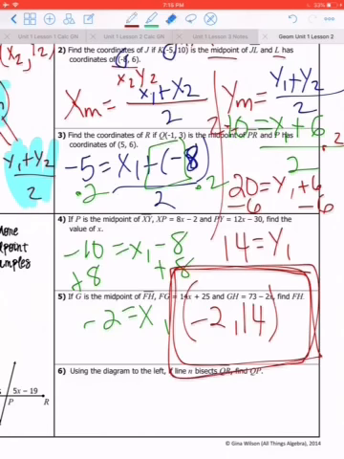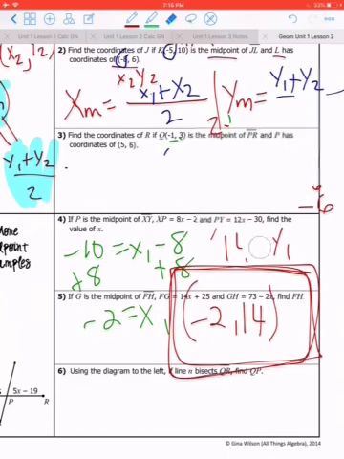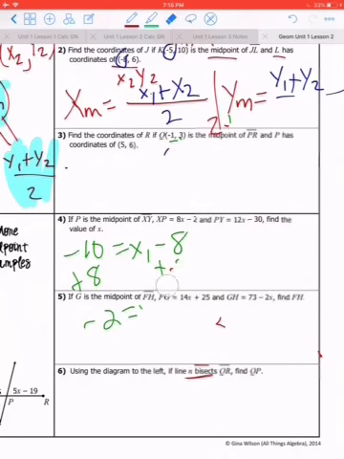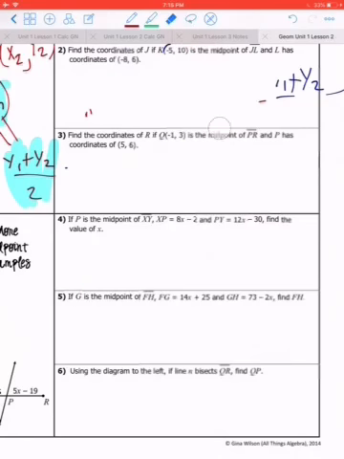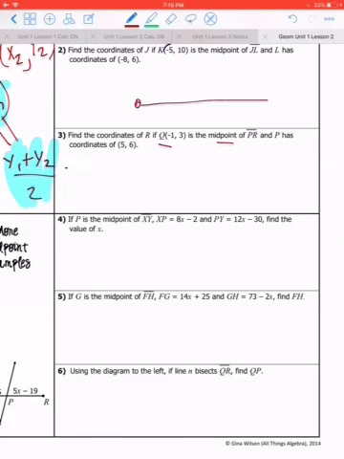Alright, so let's do number 3. And I'll try to go a little bit faster here. I'm going to draw it and then just plug it on in. So we're going to find the coordinates of R if Q is the midpoint of PR. So we have P, R, and Q is the midpoint, so Q is going to get the M's. And P has coordinates of (5, 6). So Q is XM, YM, and then 5, 6 is your X2, Y2.